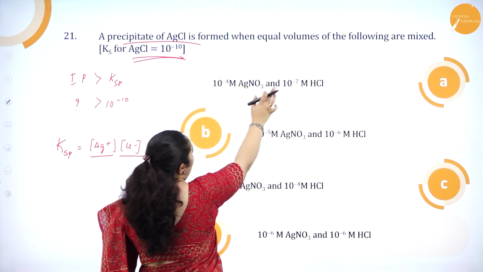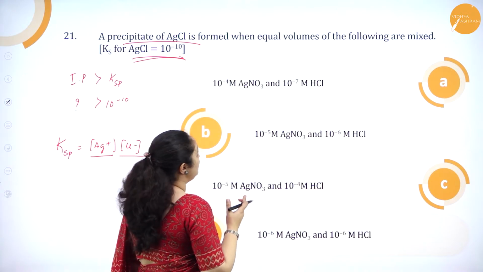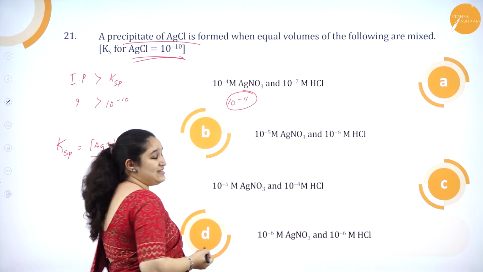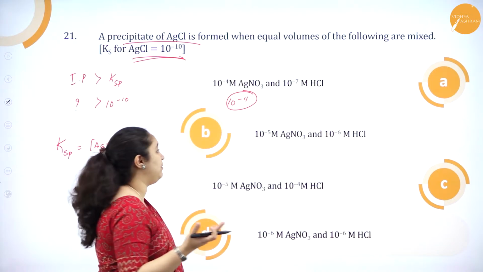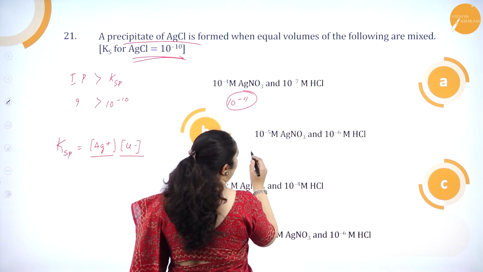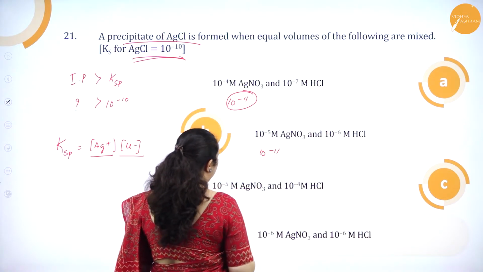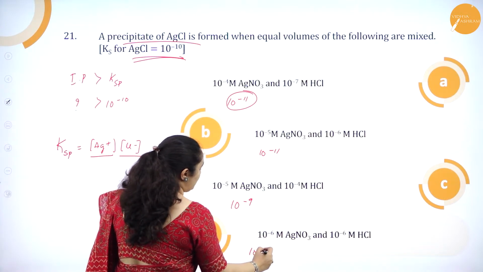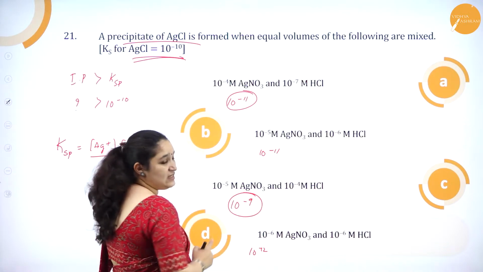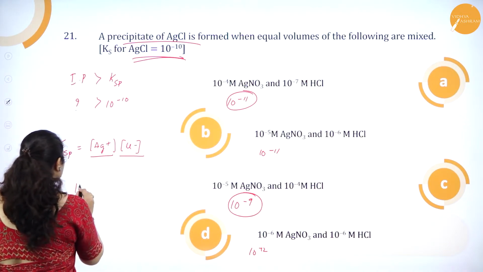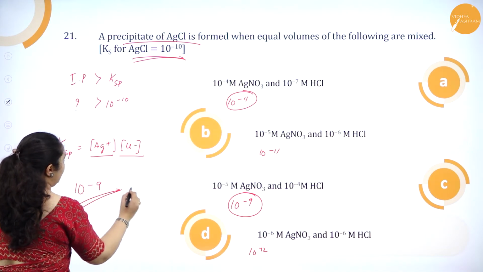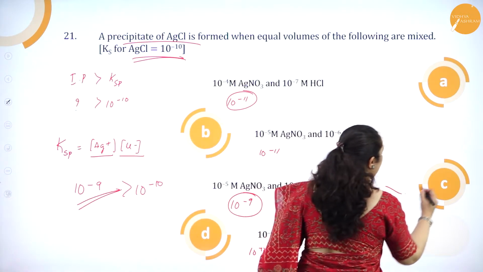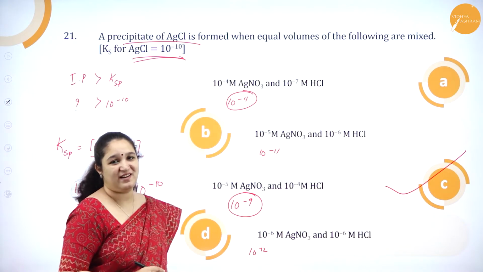For this one, 10 to the power minus 4 into 10 to the power minus 7, add the powers. 7 plus 4 is 10 to the power minus 11, that is less than 10 to the power minus 10. It should be more than 10 to the power minus 10, isn't it? 5 plus 6, again it is 10 to the power minus 11. Here if you see it is 10 to the power minus 9 and here it is 10 to the power minus 12. Only in option C, what is happening? The ionic product is 10 to the power minus 9, which is greater than 10 to the power minus 10, correct? So only in this case the precipitate will be formed. So option C is the correct answer.